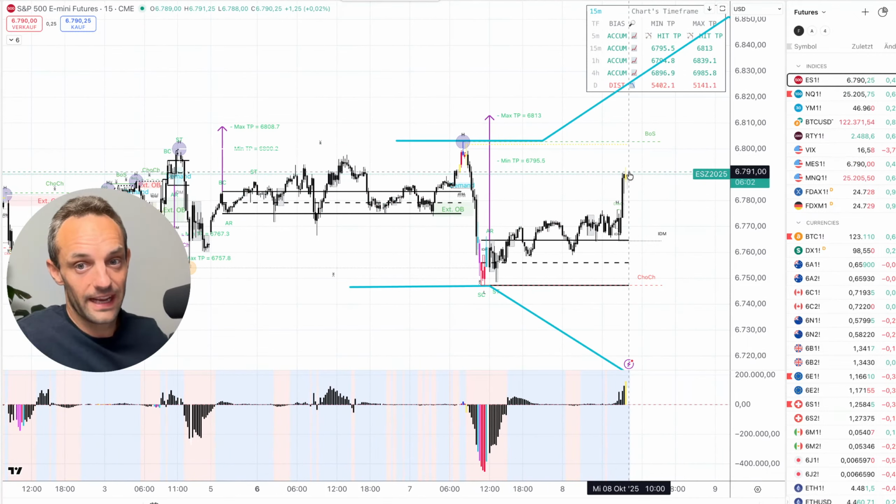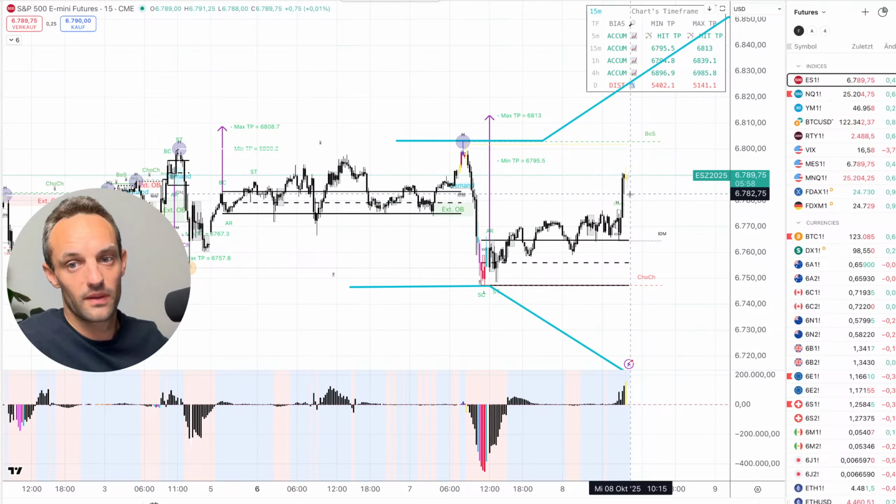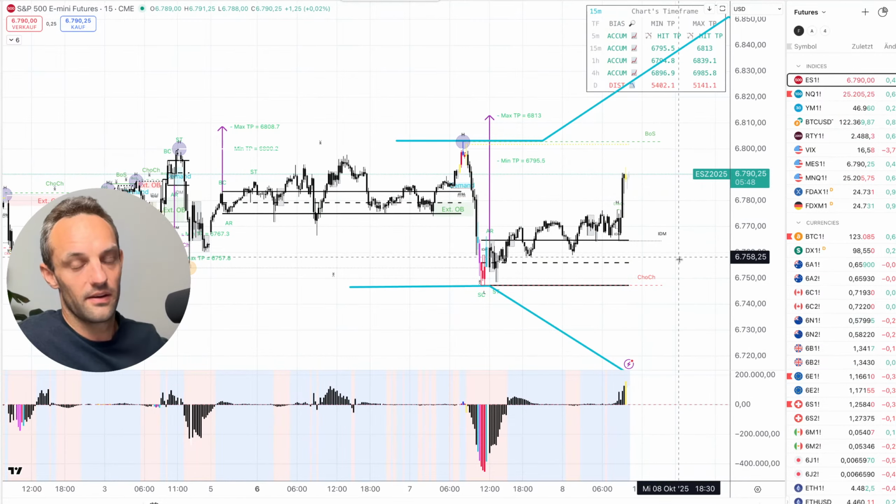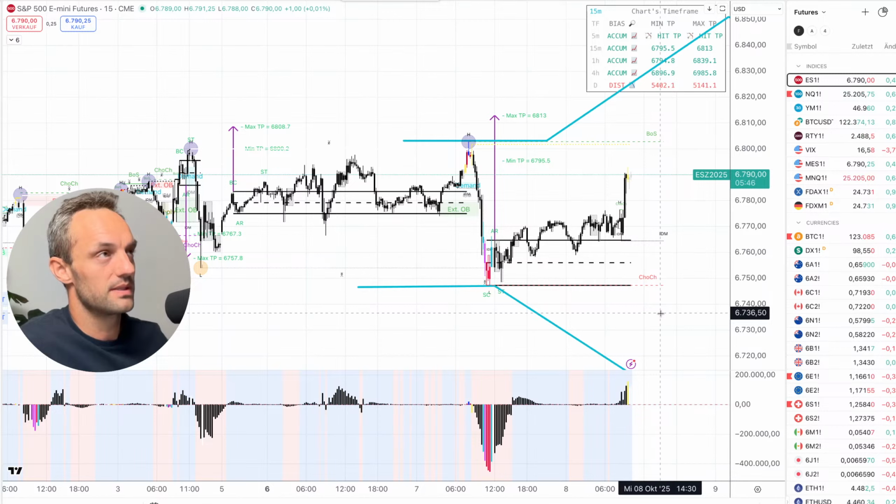If they cannot make it and we fail below 6,780, 6,770 here and get back in the range below, it's done. And the correction, we will see a sharp correction.